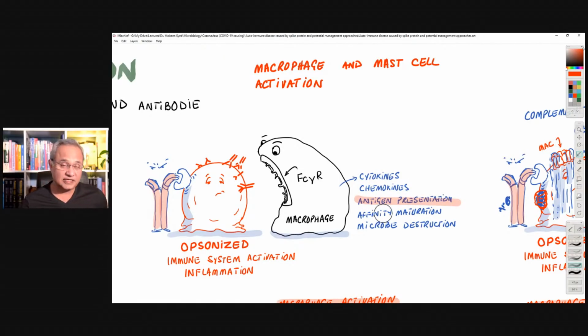Antigen presentation starts occurring. Remember, macrophages and dendritic cells can pick up an antigen, break it up, and then present it. When antigen presentation occurs, of course, that would cause the innate and acquired arms to start becoming activated as well, and inflammation starts as well. And this is very important: affinity maturation would occur.